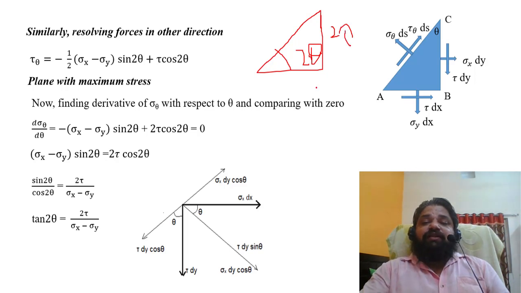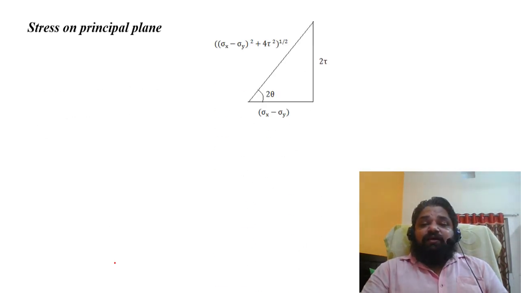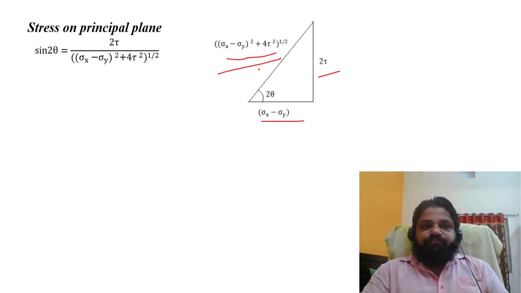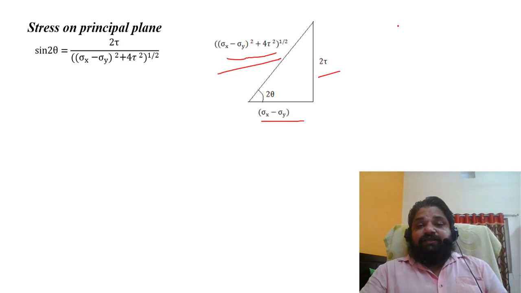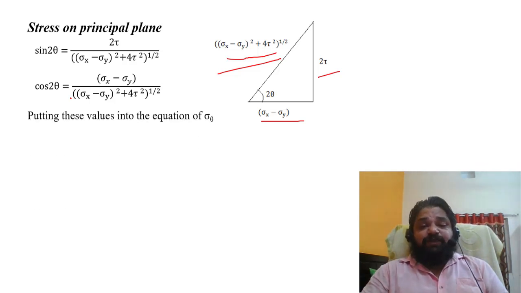So here it is 2 tau, this is p and this is b. Now, to get the stress on the principal plane, this is 2 tau, and this is sigma x minus sigma y, and this is the hypotenuse of that triangle. Now I can get the sine 2 theta value, because I got tan 2 theta. From tan 2 theta I got this angle, this is p by h, and next is b by h.